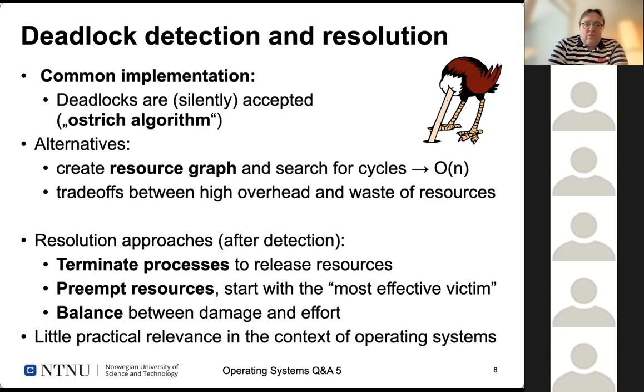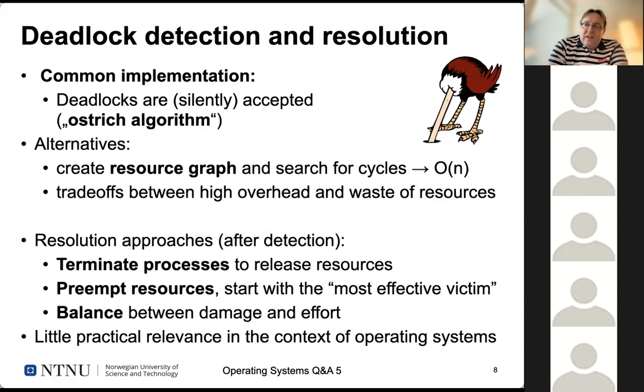And if a deadlock occurs, well, you can kill processes by hand if you recognize it, or in the worst case, you just reboot your machine, right? I mean, what can happen? An alternative, as we've seen, is to create a resource graph and search for cycles.